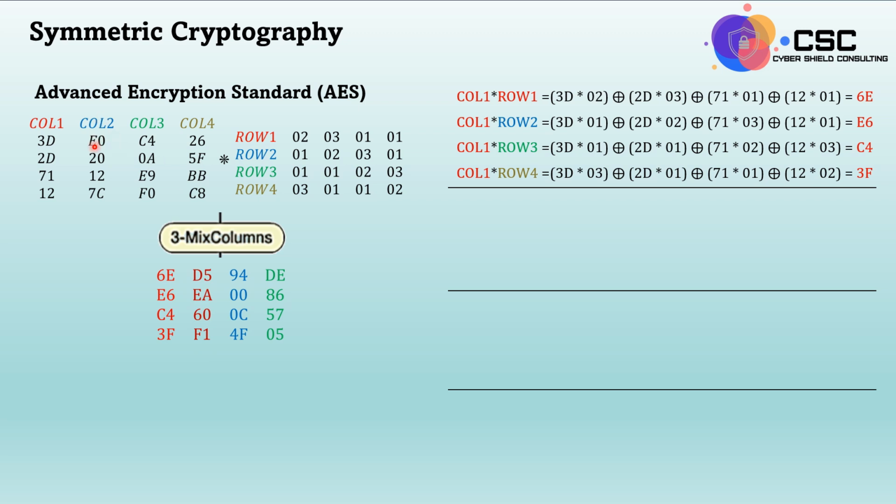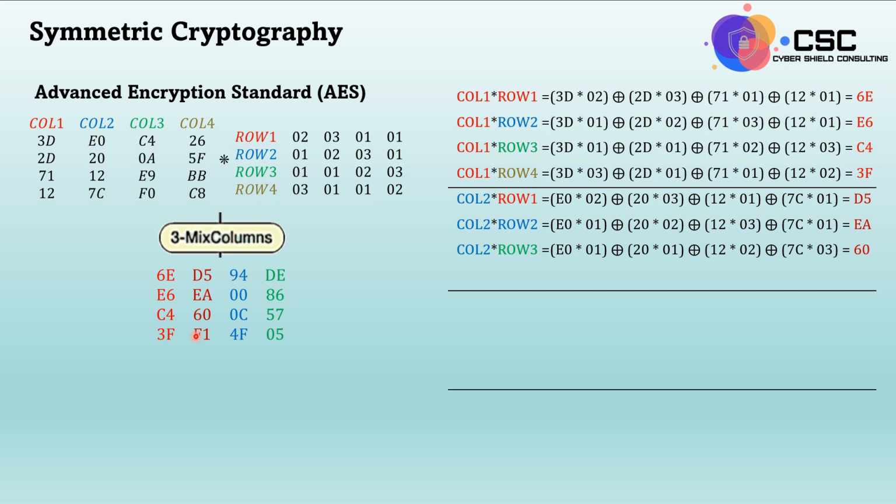What we do simply, we take column 2, we multiply it by each row in the matrix, and this will give us the second column in the new matrix. Here on the right, where we show these calculations, we got D5, EA, 60, F1. So all these values will be the second column in the new matrix. So we're doing column 2 multiplied by each row, so the result will be column 2 in the new matrix.